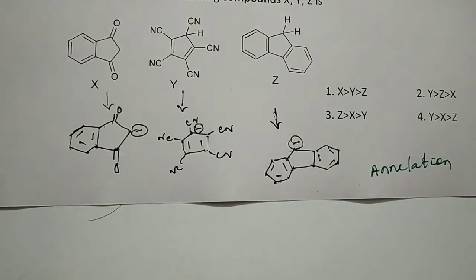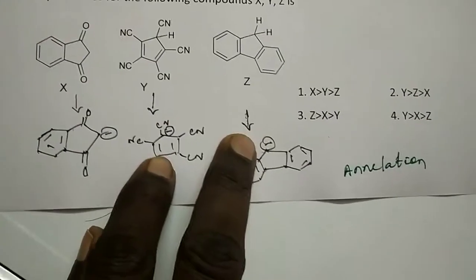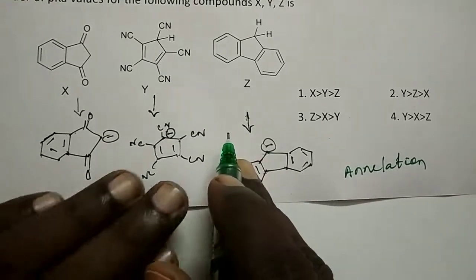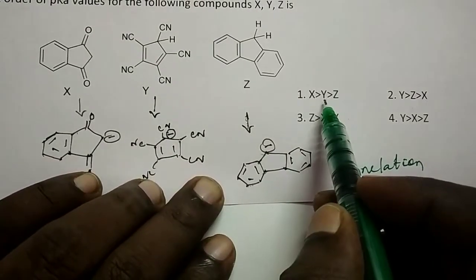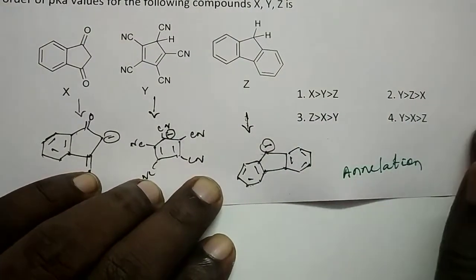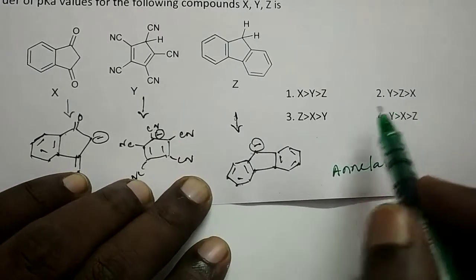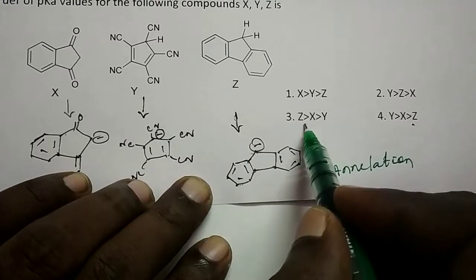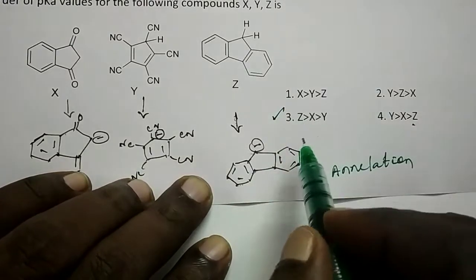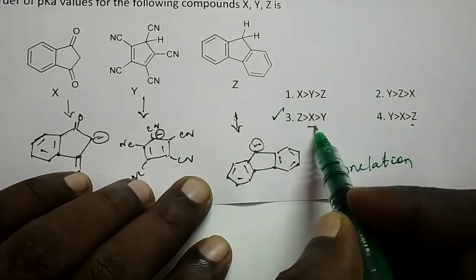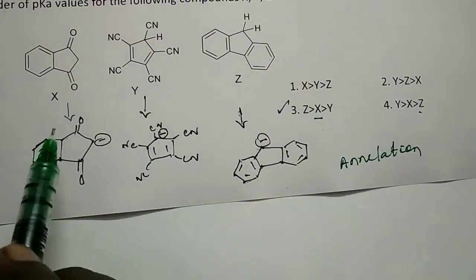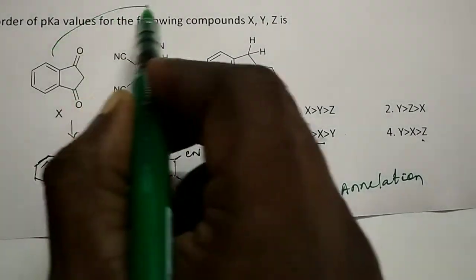Let us see where pKa of Y is less than Z. Here pKa of Y is greater than Z. Here it is greater than Z. Here it is Y greater than Z. But here only Y is less than Z. So this is the answer. You look at X now. X comes somewhere in between these two.